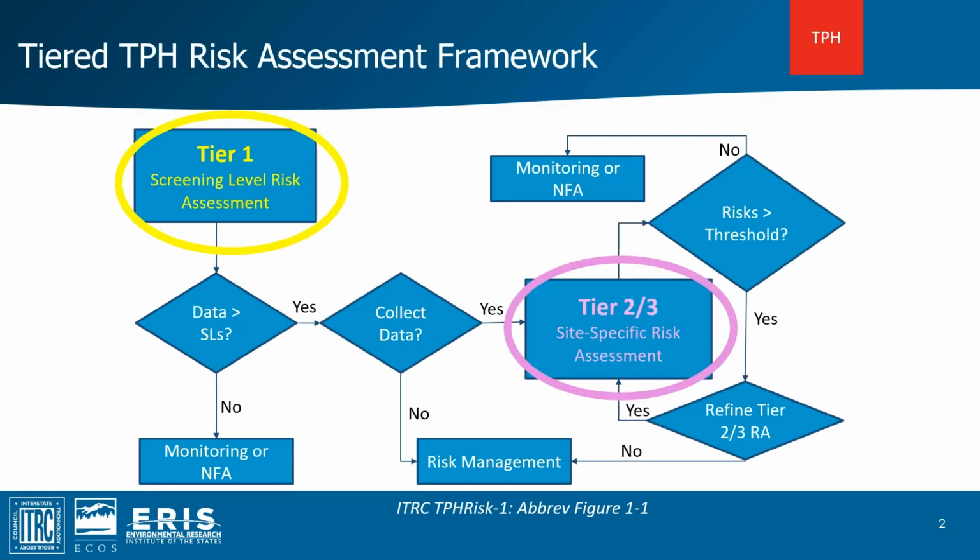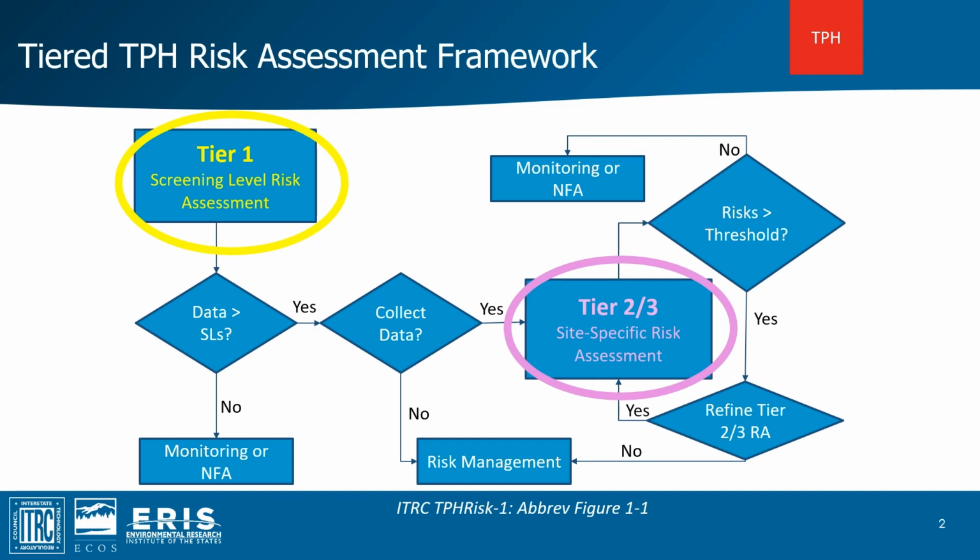Behold the tiered TPH Risk Assessment Framework. Although this flow diagram looks busy, it's really following the traditional risk assessment approach of first conducting a Tier 1 screening level risk assessment, which I've circled in yellow. This is basically the process of screening your existing data set against default screening levels to determine whether concentrations are acceptable because they are at or below the screening levels, abbreviated as SLs.